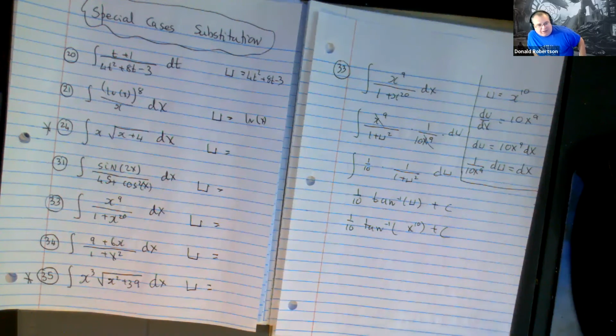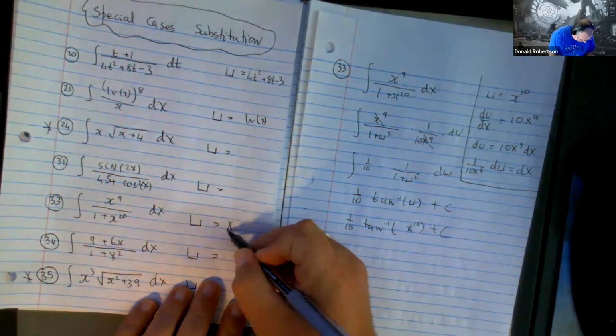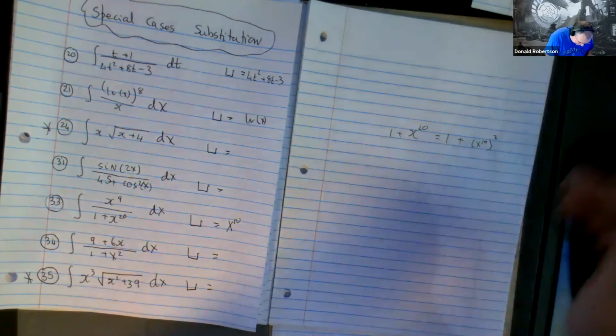I like these. I like the special cases because to me, what makes them fun is that they're not obvious, right? You got to think about them, and sometimes you think about them and you do it wrong, but then you learn from your mistake. Hopefully the next time you do it a little bit better. So in this case, it was simply just x to the 10. Let's look at some other special cases. Let's look at 34.